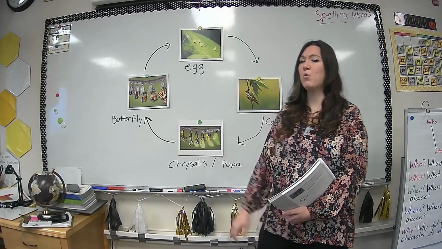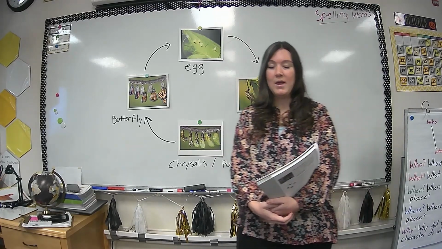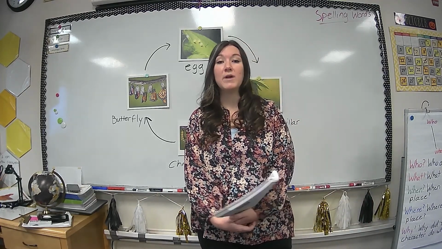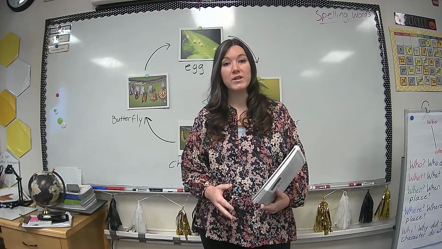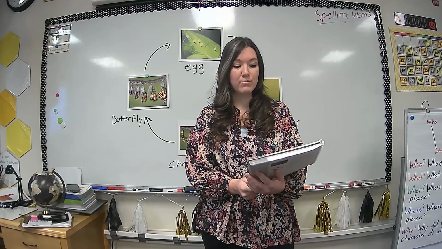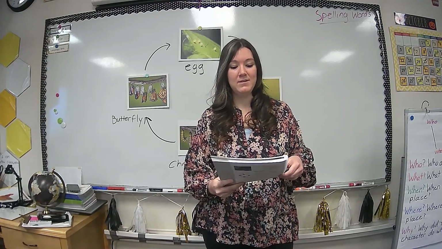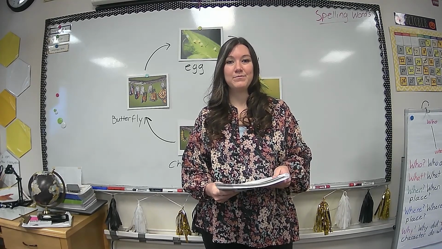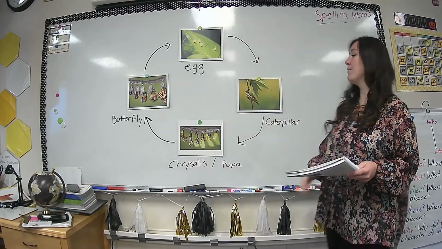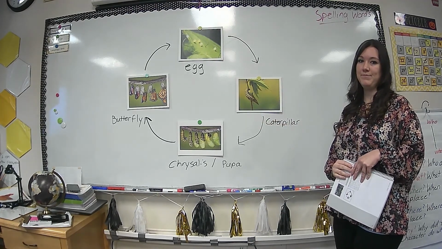Alright, I've got some questions about the life cycle of a butterfly for you. Caterpillars, we talked about how caterpillars will grow so quickly that they outgrow their skin. They grow more quickly than their skin grows. What happens when they outgrow their skin? So when a caterpillar outgrows its skin, what happens?